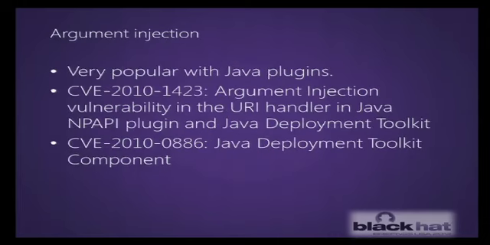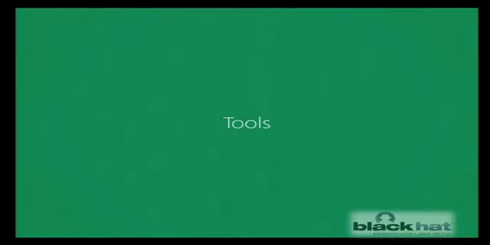And the last type of vulnerability is argument injection. This one is very popular with Java plugin technologies like Java Web Start and Java Deployment Toolkit. When you are calling those components, you can make them pass some command line arguments. When the plugin is running, it will run java.exe or javaw.exe or that kind of thing, and you can make it pass command line arguments and get command execution through that. We call that argument injection.